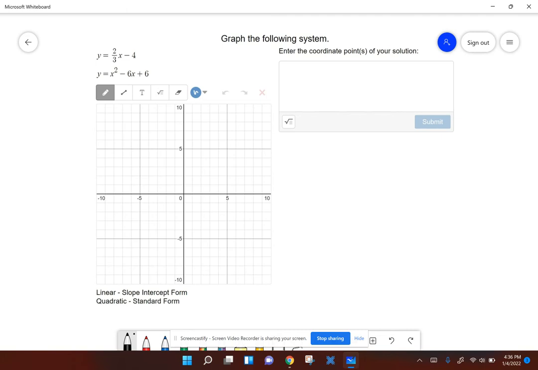Hey guys, this is the first problem in the Desmos. I'm going to start by talking about this linear function right here. This is in slope-intercept form because the y is all by itself. The number in front of this x here is our slope. That means the -4 here is our y-intercept.